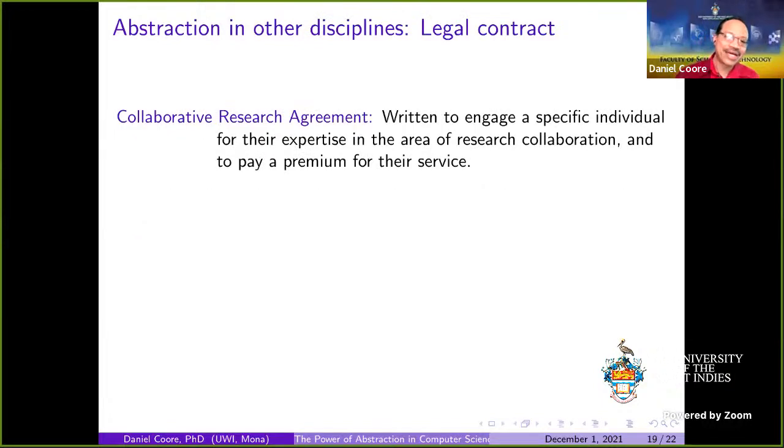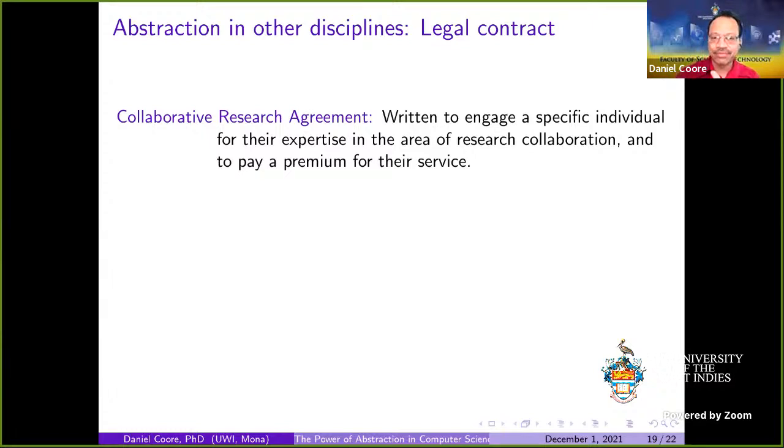So here's one, abstraction in legal agreements, right? This happened recently. An external company entered into an agreement with UWI, and they had a particular expert as a UWI member of staff that they wanted to engage specifically for their services. So they wrote into that agreement that they wanted to be able to co-opt that time, and they would compensate UWI for the time of that individual.